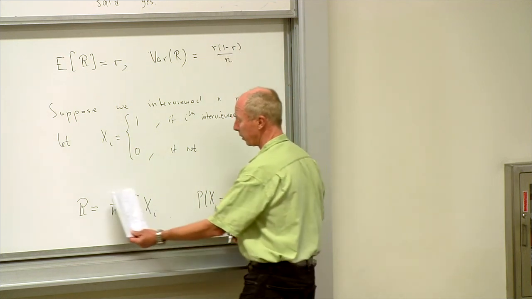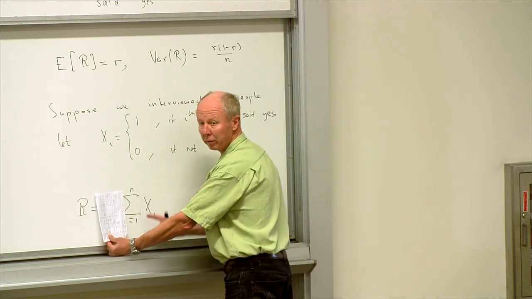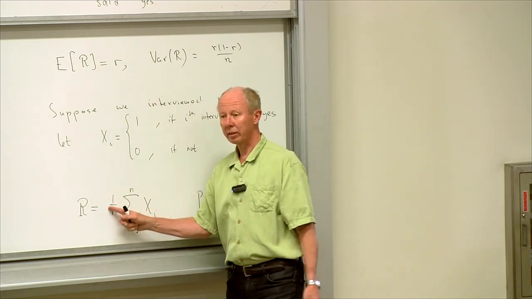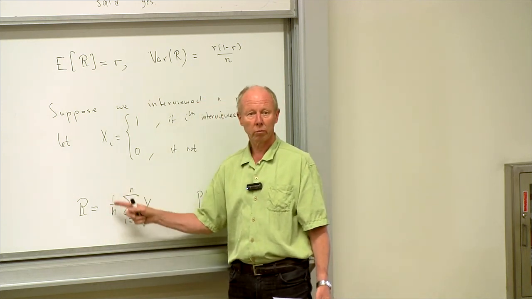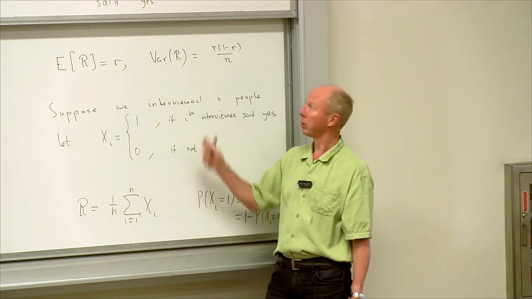Again, because this is binomial with parameter n and r, the variance of this would be n r times 1 minus r. When we multiply by this, we have to square it when it comes to taking variances. We get 1 over n squared times n times r times 1 minus r. That's this.